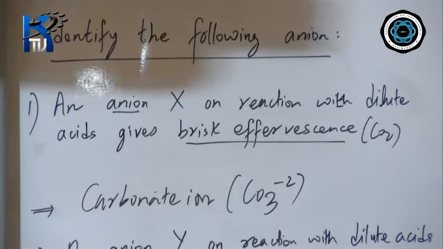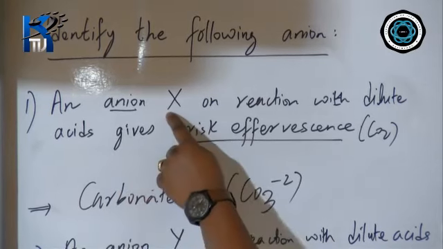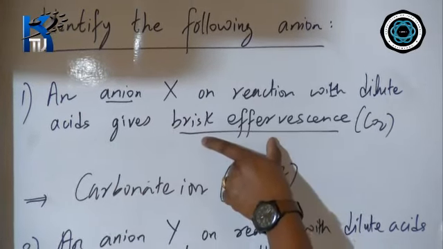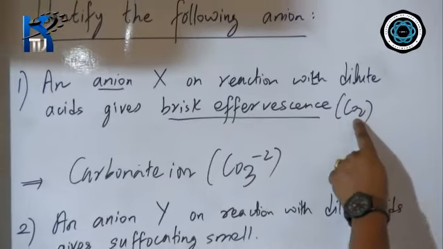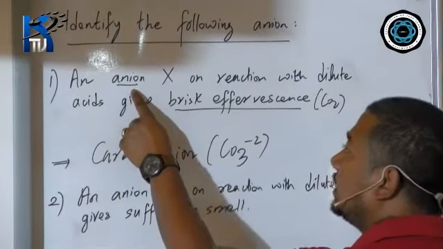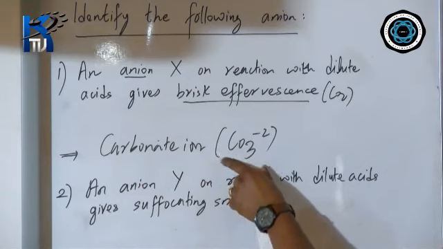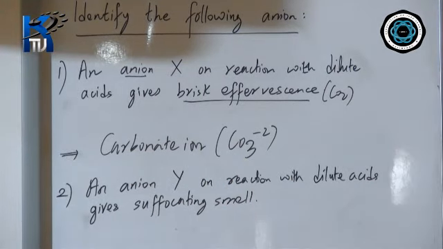So I repeat again, acid reacts with X to give you brisk effervescence, and this brisk effervescence is always of carbon dioxide, and carbon dioxide is produced from which anion? Carbonate. So anion will be carbonate ion, formula CO3 minus 2.